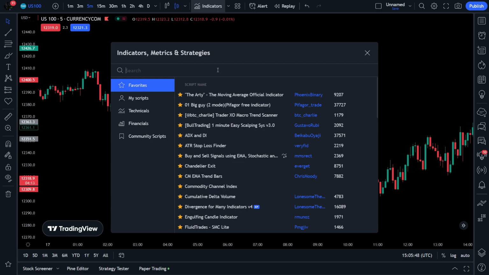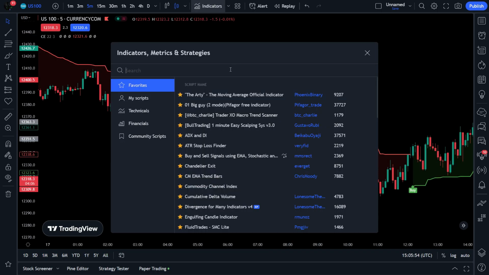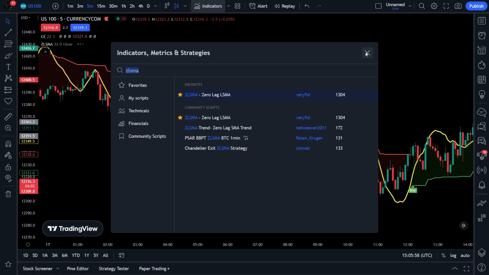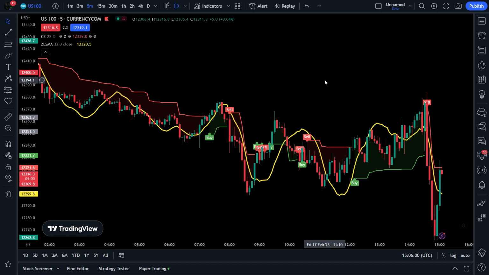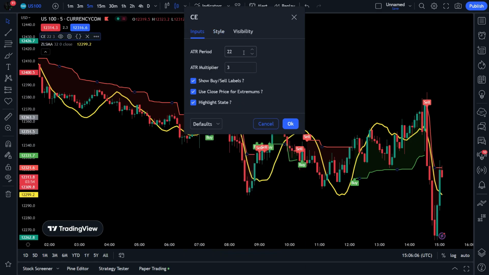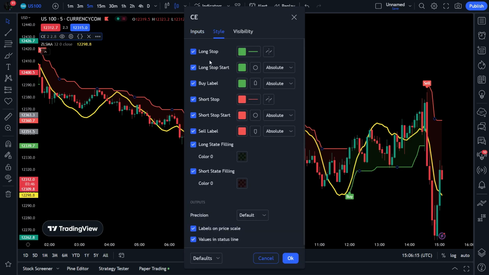The first TradingView indicator you'll need is the chandelier exit, made by Everjet. The second and final indicator we will need is the zero lag SMA, made by VeryFid. As you can see, the chandelier exit buy and sell signals right now are very inaccurate, but we will change that in the settings icon. Head over to Inputs, and switch the ATR period to 2 and the ATR multiplier to 2.8. Okay, now that is done, head over to the Style tab for the chandelier exit indicator and uncheck these options.